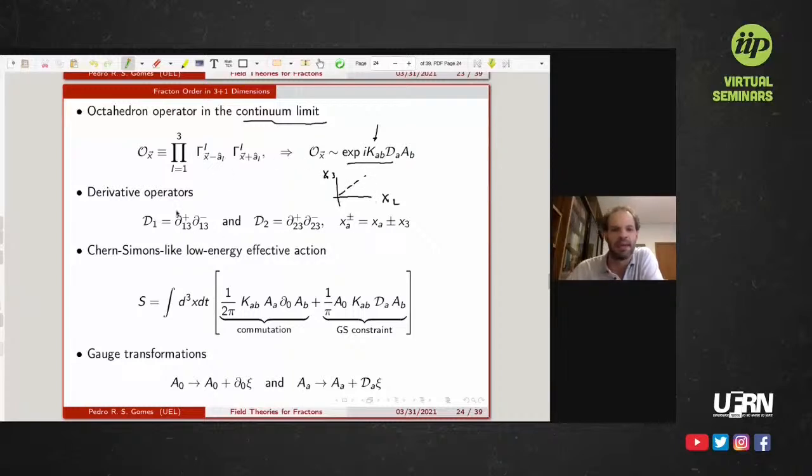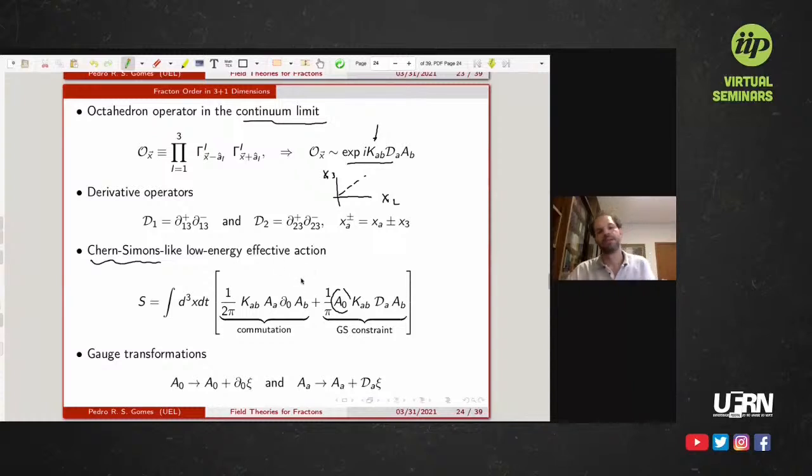Then we can immediately write down the effective action. This is a Chern-Simons-like effective action, which contains two kinds of terms. The first term is essentially the ground state constraint. Remember that the ground state corresponds to all the eigenvalues being equal to 1. We impose this here in terms of a Lagrange multiplier A0, which enforces the system to be in the ground state. And the other term is responsible for the commutation relation.